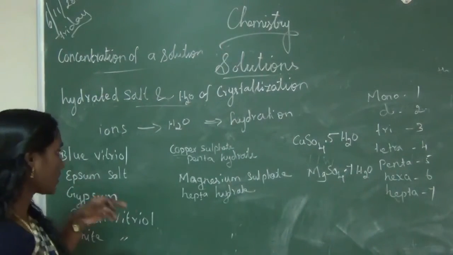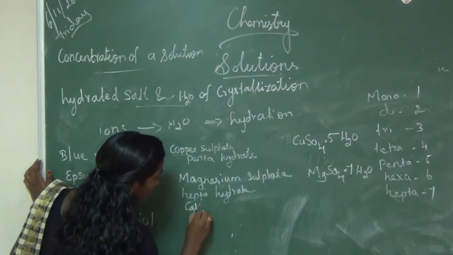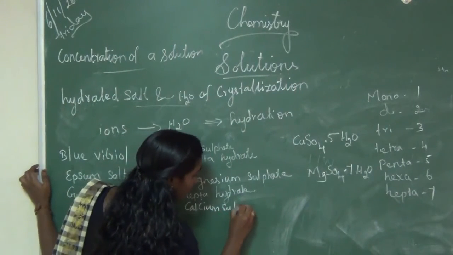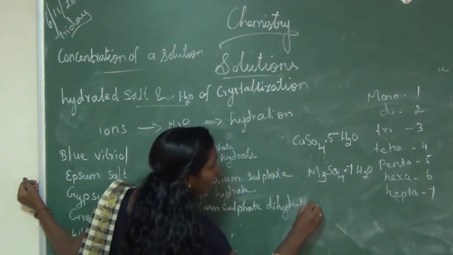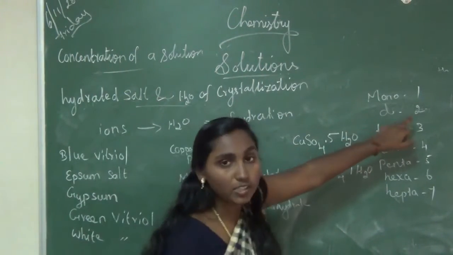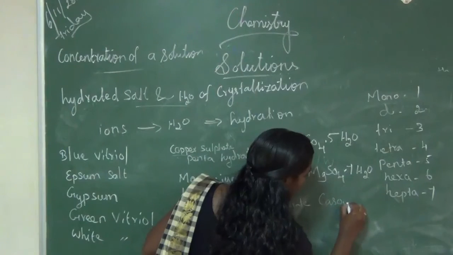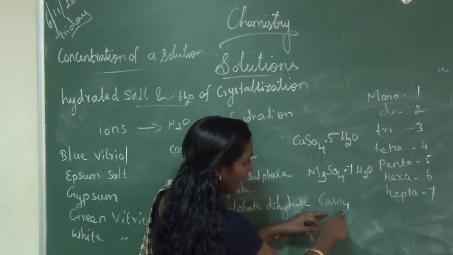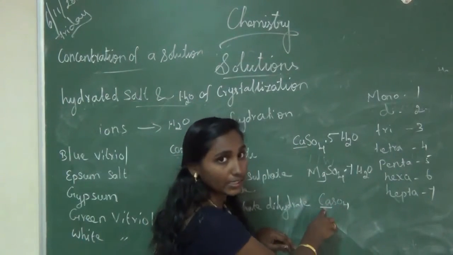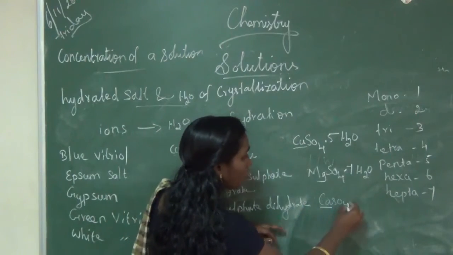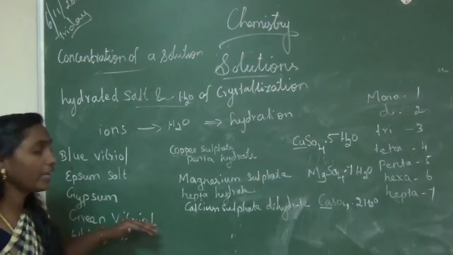Okay. Then gypsum. The gypsum IUPAC name is calcium sulfate dihydrate. So di means what is the number? 2, right? The calcium sulfate formula you all know, CaSO4. Don't be confused between copper sulfate and calcium sulfate. Copper symbol Cu, then calcium Ca. So calcium sulfate CaSO4, di means 2, so 2H2O.